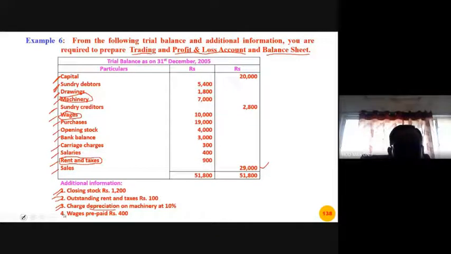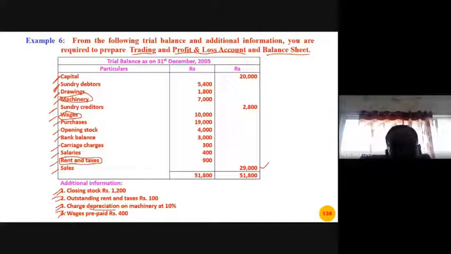Second, wages prepaid. Wages prepaid means paid in advance. Suppose you are studying in 3rd year. In the 3rd year itself, if you pay the 4th year tuition fee, that tuition fee is called prepaid tuition fee. Similarly, this business firm has paid wages in advance to the laborers for next January 2006.